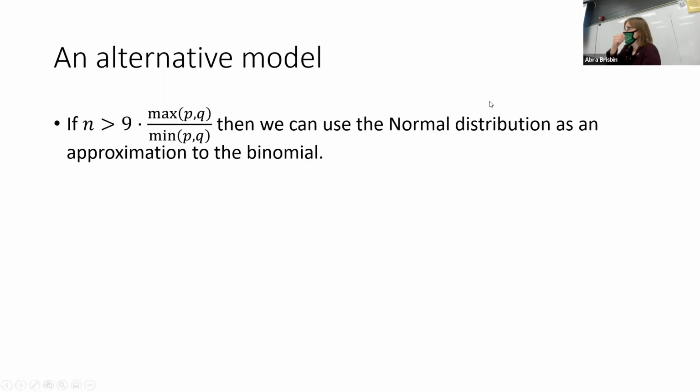All right, so an alternative model for the distribution for Y uses an idea back from chapter 7, where we said that if our sample size n is greater than 9 times the maximum of P and Q divided by the minimum of P and Q, then we can use the normal distribution as an approximation to the binomial distribution.